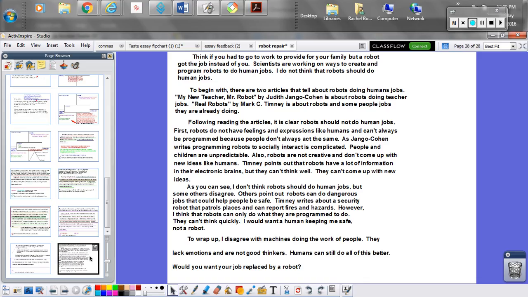When I have written all those out, this is what my essay will look like. I will have 1, 2, 3, 4, 5 indentions. I will have 4 transitions to begin with: following, reading the articles, as you can see, to wrap up. And there's lots of different transitions we can use, but these are just ones that are being modeled here. And again, I'm going to make sure that I have expressed my own words, but I also have text evidence. I can see Django Cohen writes, and I can see Timney points out, and I also can see that Timney writes.